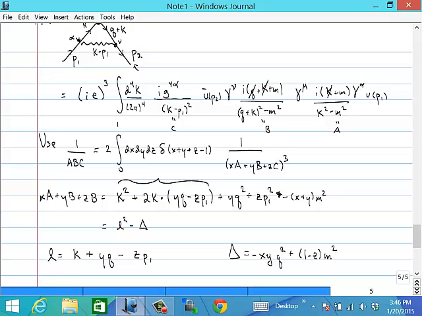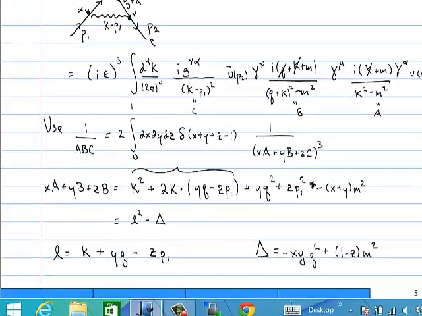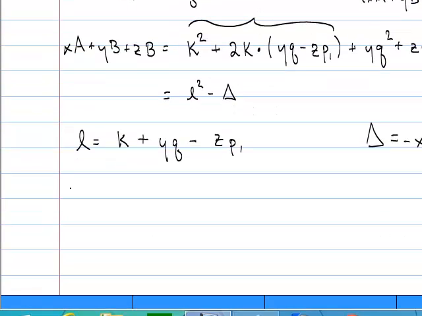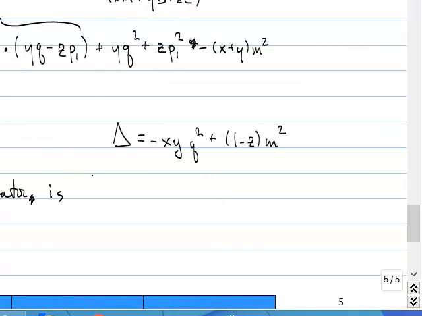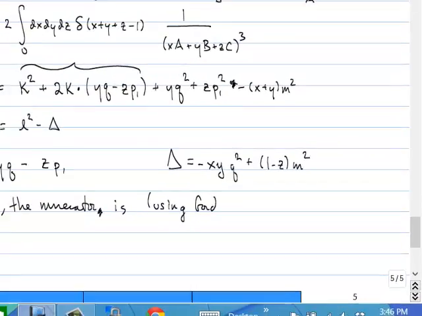And then it's straightforward to go ahead and work out what the numerator is, writing everything in terms of L. So in terms of L, the numerator, after some algebra, I'm not going to go through the algebra for you. You have to use that Gordon identity that I wrote down for you earlier.